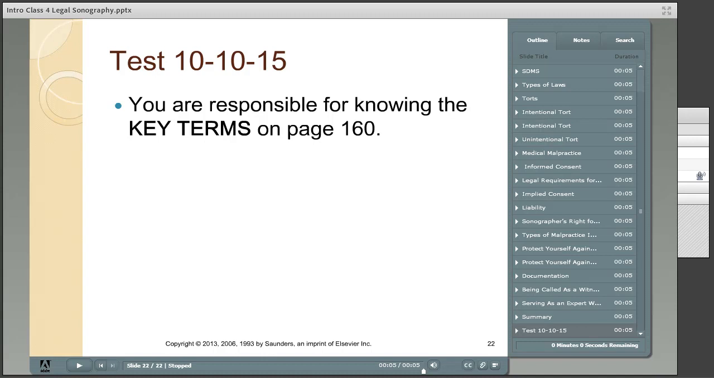In the next class, you will be responsible for knowing the key terms on page 160.